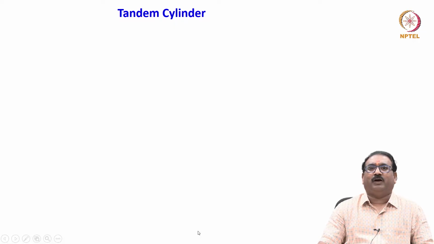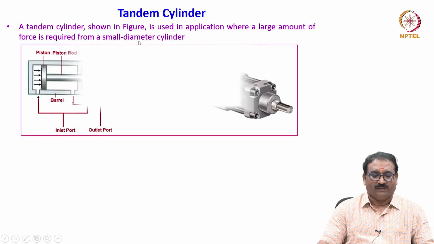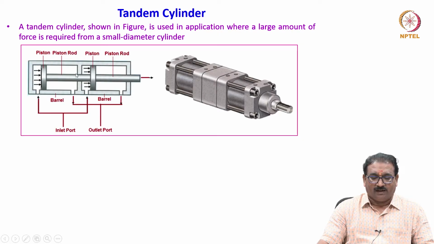After knowing some of the applications of the telescopic cylinder, let us move to one more type of cylinder, a tandem cylinder. What is this? We'll see. A tandem cylinder, as shown in the figure, is used in applications where a large amount of force is required from a small diameter piston rod.